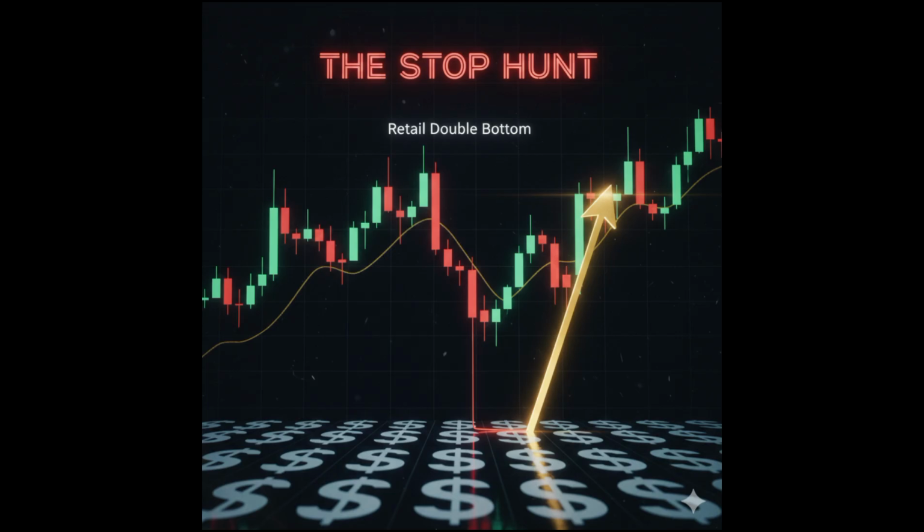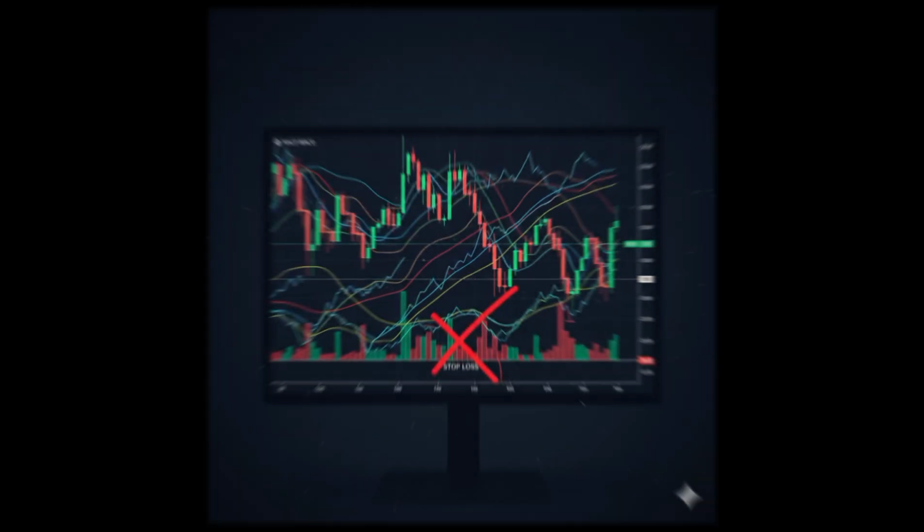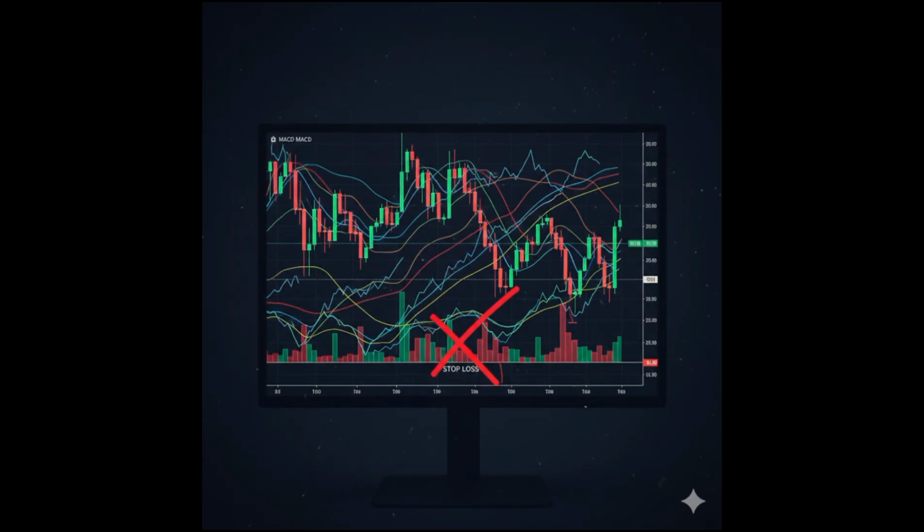You weren't wrong about the direction. You were just hunted. You aren't unlucky. You aren't dumb. You were the liquidity. The institutions needed your stop loss to move price. And they got it. This is the retail trap. Today, we fill the final gap. We're moving beyond the basics into the pro edge.